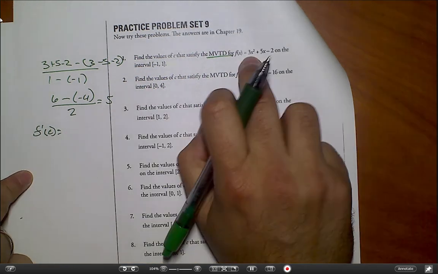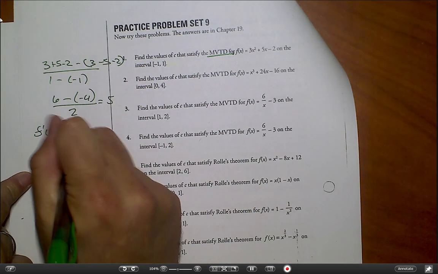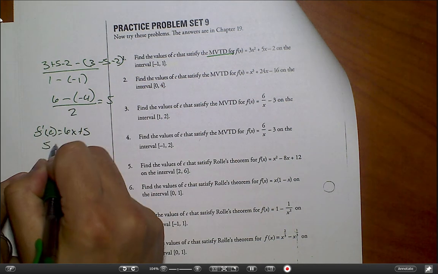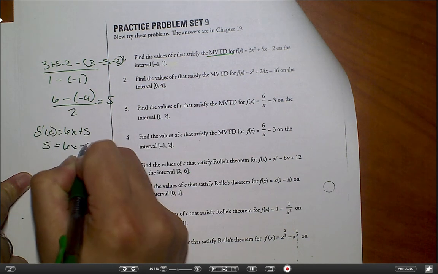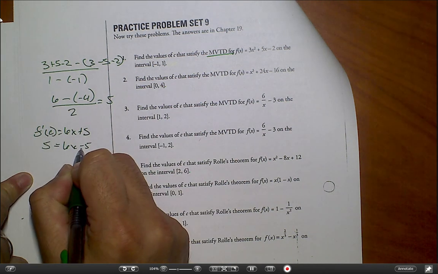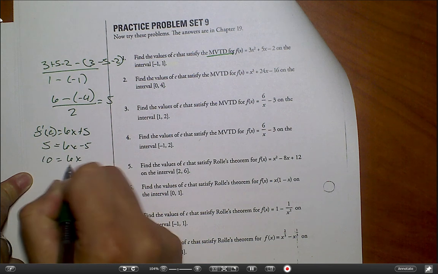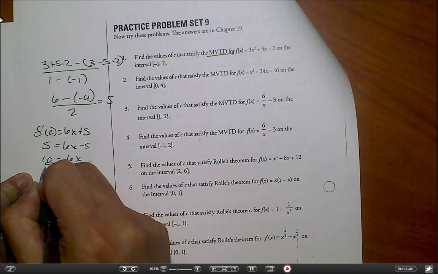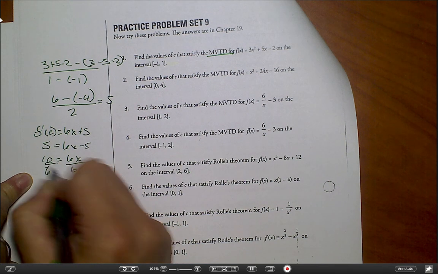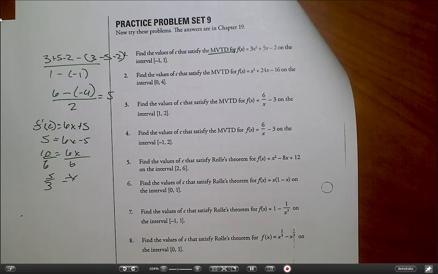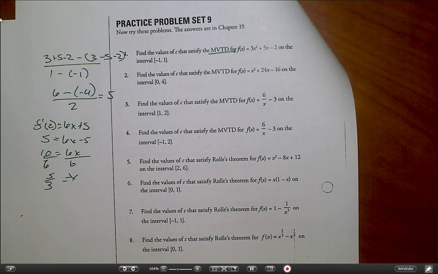So I'm going to go with this, which is going to be 6x plus 5, and then set that equal to 5. It is equal to 6x minus 5. So I'm going to go plus 5, 10 equals 6x, and divide by 6, x equals 5 over 3? Is this the first one still? Yeah. X should be 5 over 3.